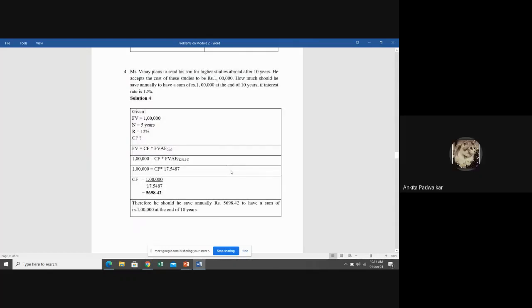Yes, ma'am. See here, students, how do you identify whether you have to use the future value formula? Because they're asking after 10 years, he wants 1 lakh. So obviously, it is the future value that he wants as 1 lakh. Therefore, you are selecting this particular future value formula and not the present value formula. So is problem number 4 clear to everyone? Yes, ma'am. Okay, let us move ahead.